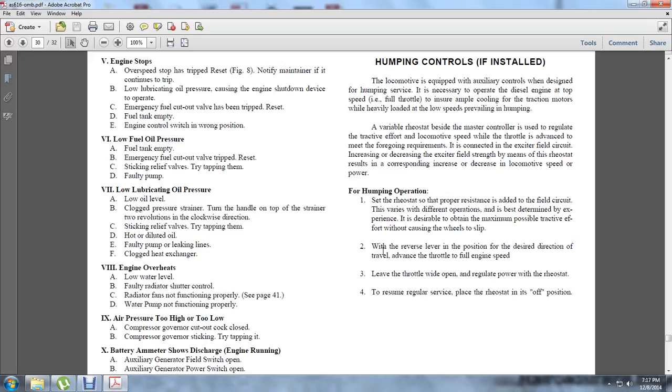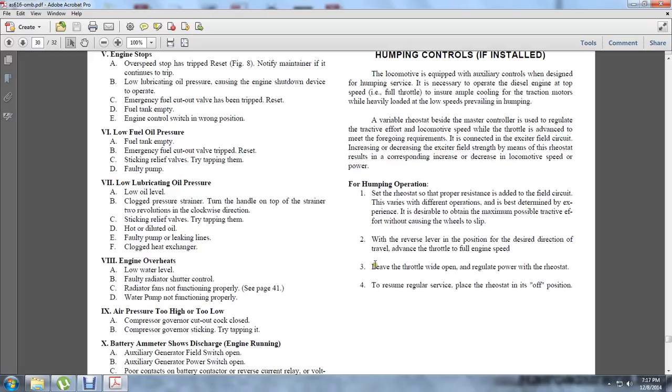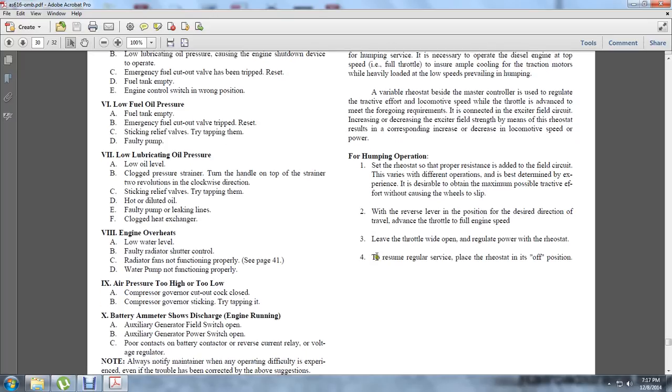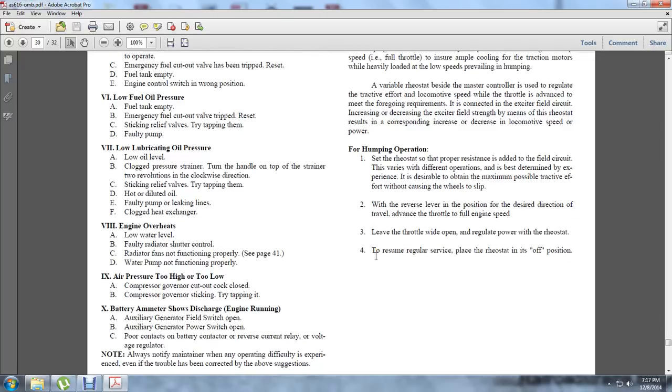Battery ammeter shows discharge with the engine running. Auxiliary generator field switch is open. Auxiliary generator power switch is open. Power contacts on the battery contactor, the reverse current relay, and the voltage regulator. Note: always notify the maintainer when an operating difficulty persists or when trouble has not been cleared by the above suggestions.